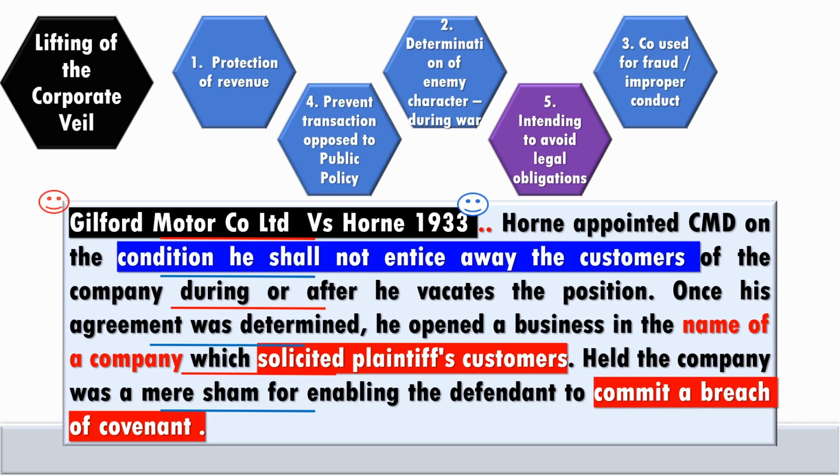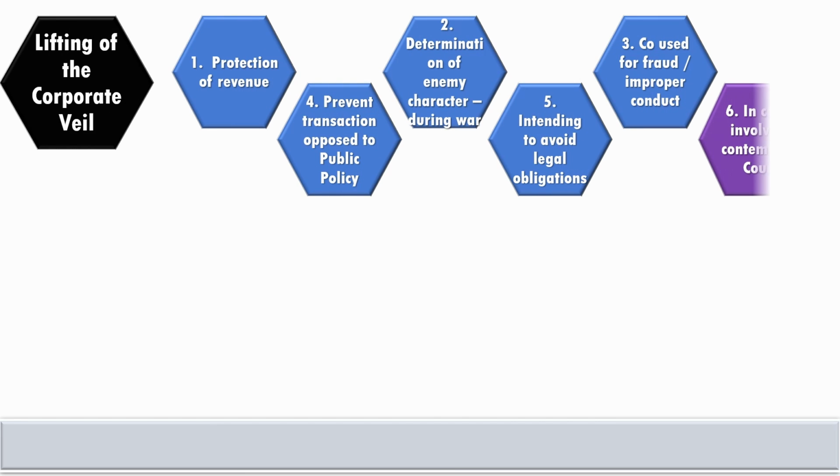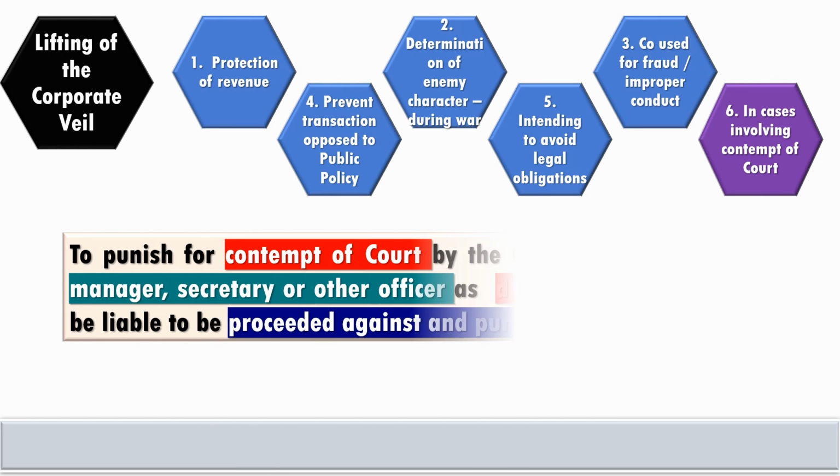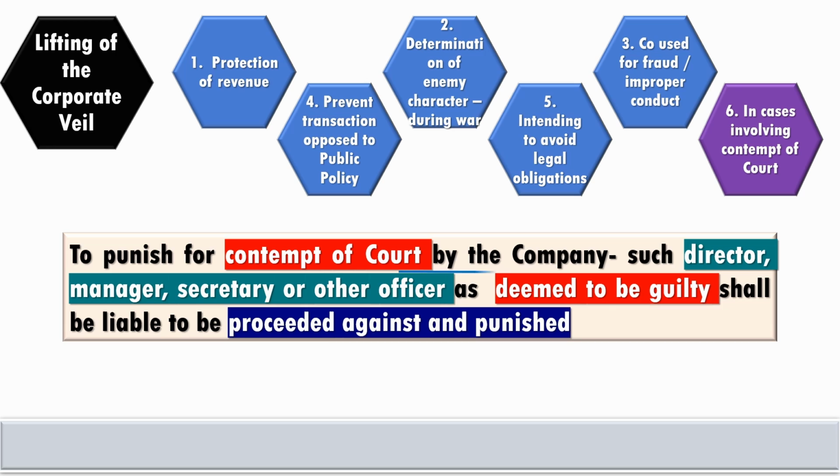Courts invariably go after the persons who are responsible, lifting the corporate wheel in cases involving contempt of court. Be it a director, manager, secretary or other officer, he will be proceeded against and punished, disregarding the separate legal entity of the company.